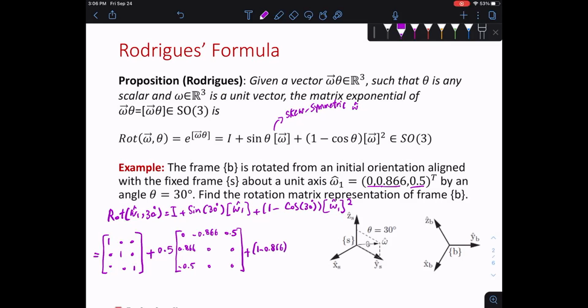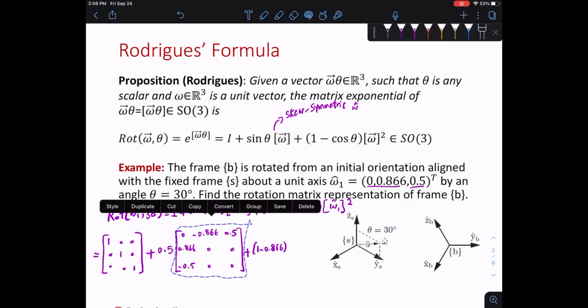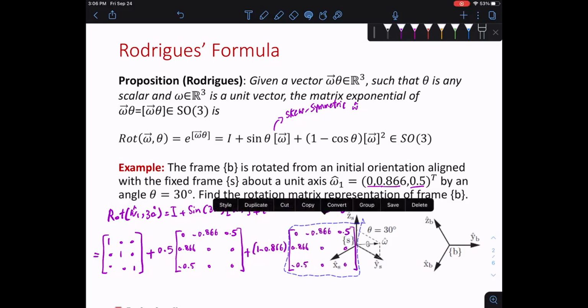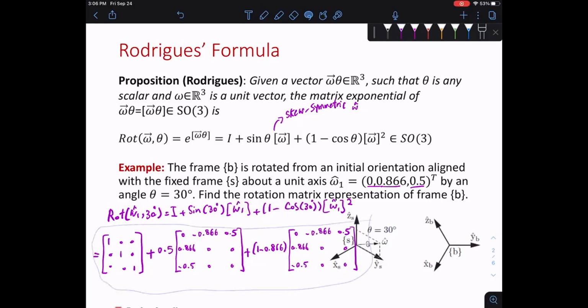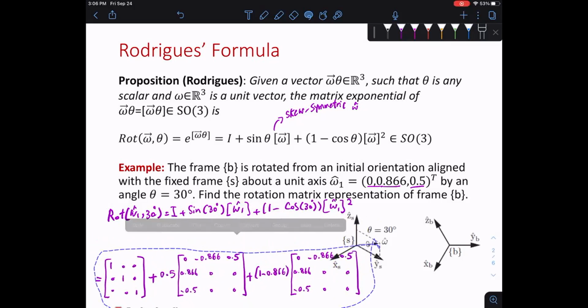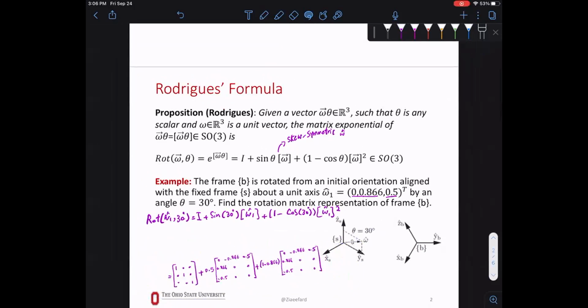0.866. And then I'm going to cheat here. It's faster. Paste. Move everything probably down here. Nope.